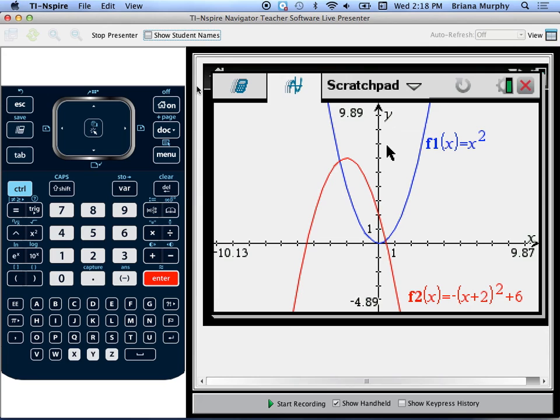Did it move up or down? Up, good. See how the vertex is above it? I know it's facing down, but the vertex is above it. Up how much? 6, good. Is it wider, skinnier, or the same? I think it's the same. Why do you think it's the same?